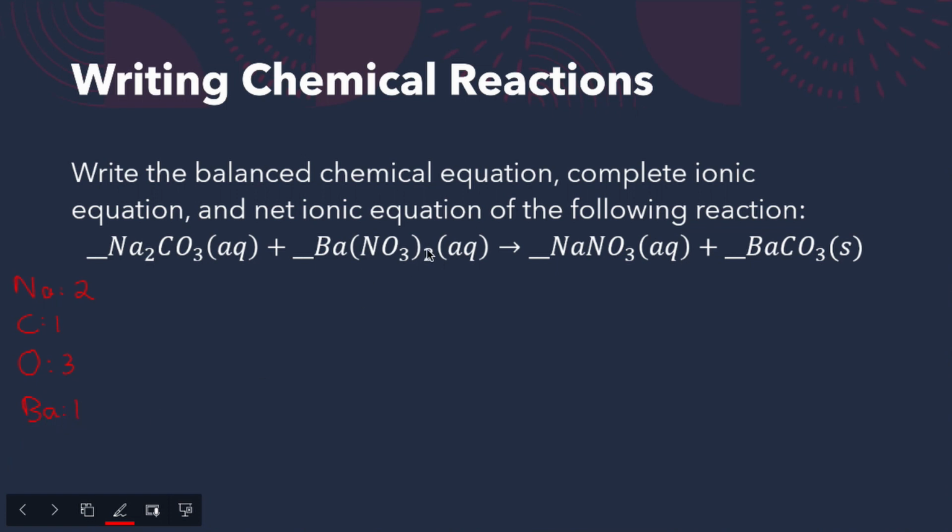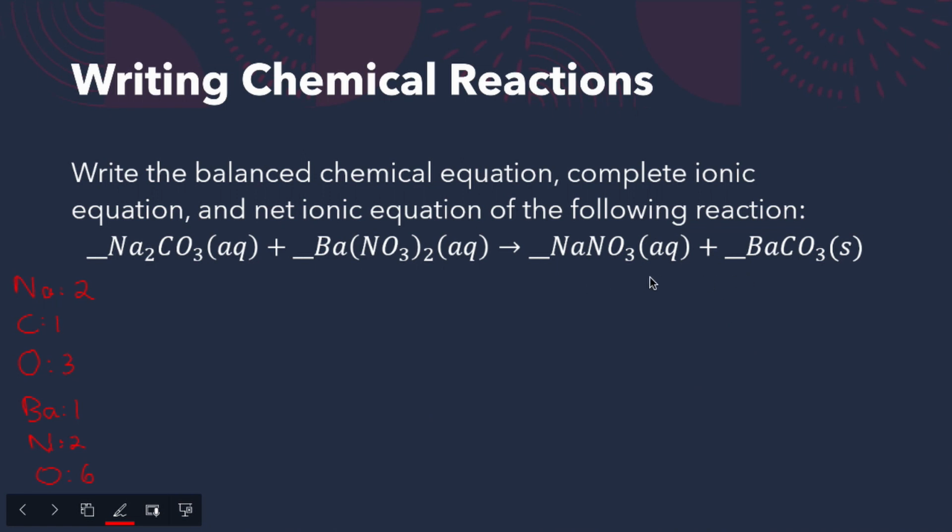And now we have to be careful over here because the subscript applies to all the atoms in this parentheses. So the nitrogen, there isn't just one of it, there's 2 of it. And the oxygen, there's 3 oxygens in one of this, but since there's 2, we're going to multiply these subscripts together to get 6 oxygen atoms. Alright, so now that's everything on this side.